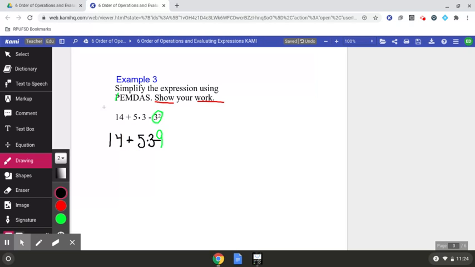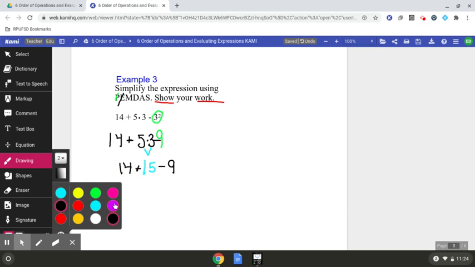Now I'm looking for multiplication or division. We did our exponents, so we're looking for multiplication or division, which we do have. So here we have multiplication. So we're going to do 5 times 3 next, which is 15. And then again, everything else will just carry down. So minus 9 at the end and a plus 14 at the beginning.